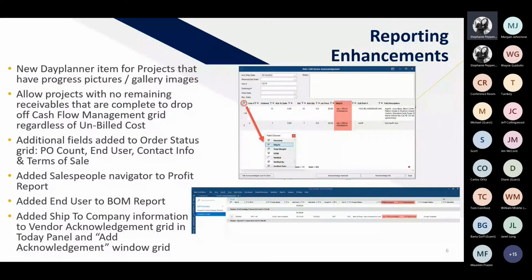The two images on the right are for this last bullet. We did add the ship to company information to not only the vendor acknowledgement grid, so right when you click add acknowledgement, but also to the vendor acknowledgements grid from the today panel. So when you go to today, there's a vendor acknowledgements report showing you all the vendor acknowledgements that the product hasn't been received for yet. So everything you're expected to be shipping in. We added the ship to so that when you're adding the acknowledgement, you can verify the shipping address at the time of acknowledgement. And then, of course, from a bird's eye view, when you're looking at all the vendor acknowledgements, if you need to verify that as well or just double check it rather than going into multiple places in the system, you can just check it in those windows now. Again, another customer request there, so we added that in.